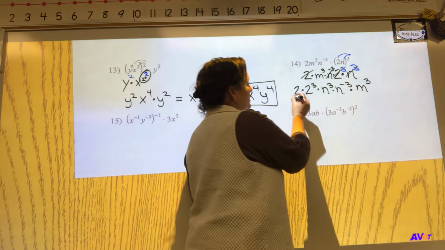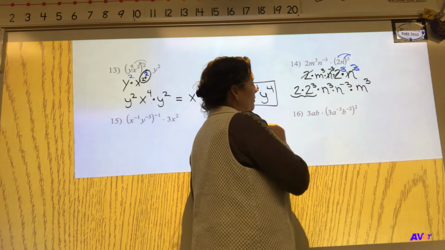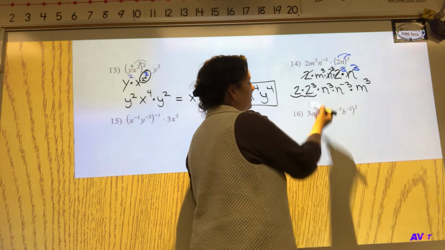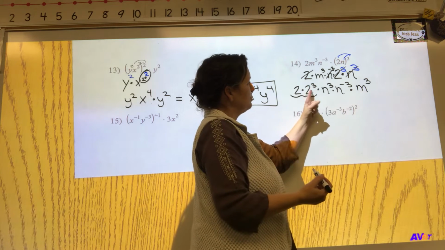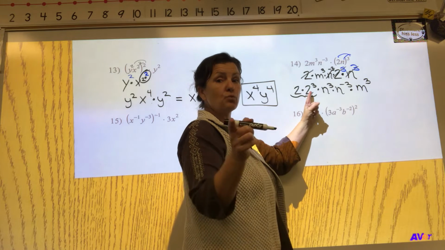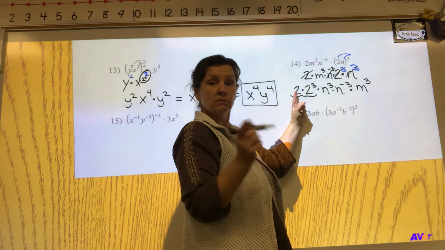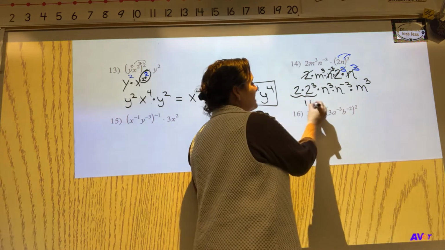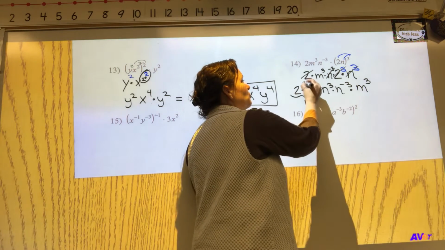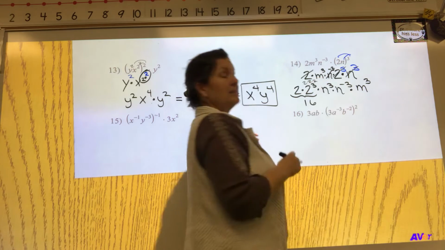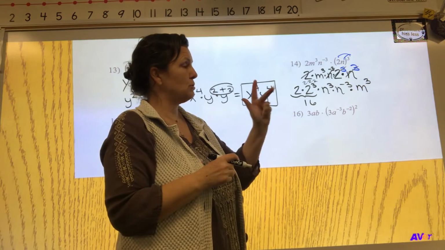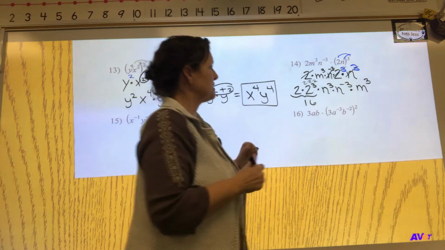Now I'm going to tackle these, but be careful. My coefficients, this is a little salty right here. We have 2 times 2 times 2. 2 times 2 times 2 is what? 8. And 8 times 2 is, right, 16. So this is technically 16. Now if you have to write this out so you can see it better, I say go for the gold. 2 times 2 times 2, that's 8. And 8 times 2 is 16.